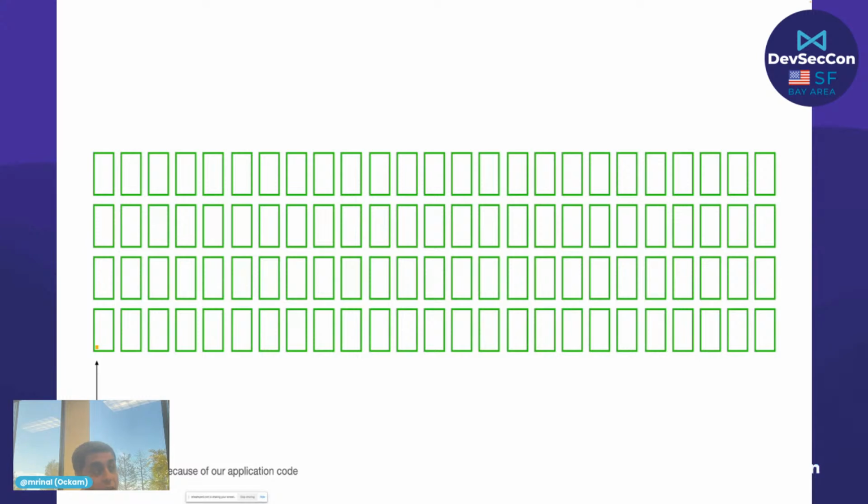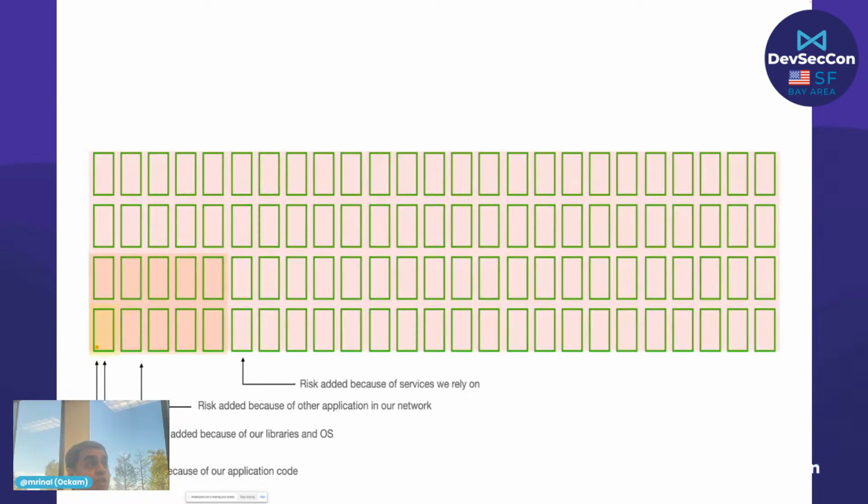All right. Now let's look at a relative situation, right? That little yellow dot was the risk because of our application code. That little green box was the risk because of our libraries and our operating system. That was the risk because of our application in our network, right? Other applications in our network, right? And this was the risk because of services we rely on.